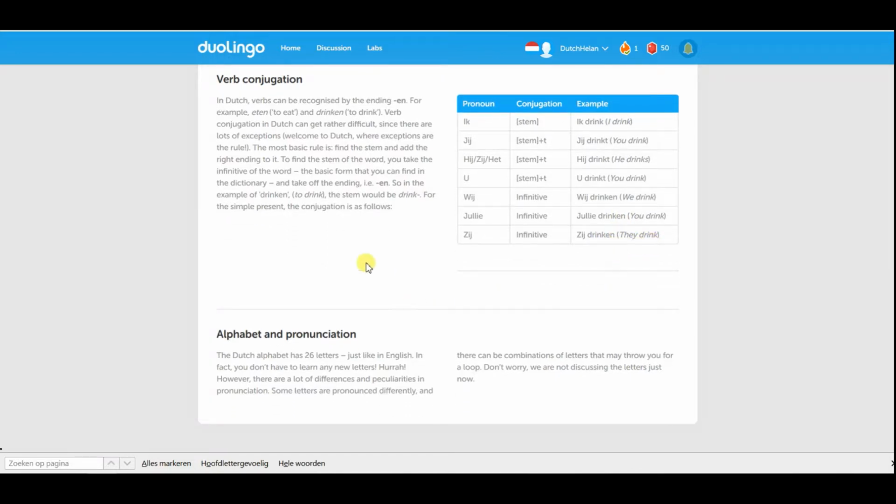Okay. And finally, they close off by saying the alphabet and pronunciations are that the alphabet has the same amount of letters. With, for example, one of the things that is different. We have both the V and the F in Dutch, but the pronunciation is 100% the same. You cannot tell the difference between these two. It's only for written forms.